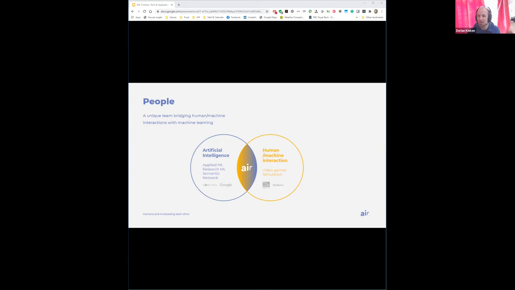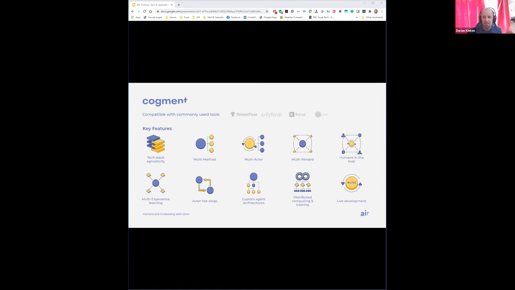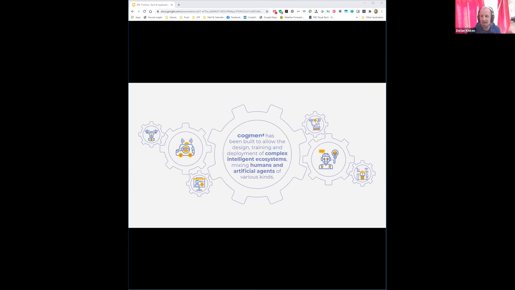So I have a lot of profiles which are in between video games, simulation, and AI in general. And so, unsurprisingly, what we develop is at the intersection of both. It's called Cogment. And Cogment is really an open source framework that helps you do really large scale training with human in the loop. I'll be talking a lot more about that in the technical section. The way I describe it in a vulgarized way is Cogment has been built to design, train, and deploy complex intelligence ecosystems that will have a mix of human and artificial agents of different kinds.